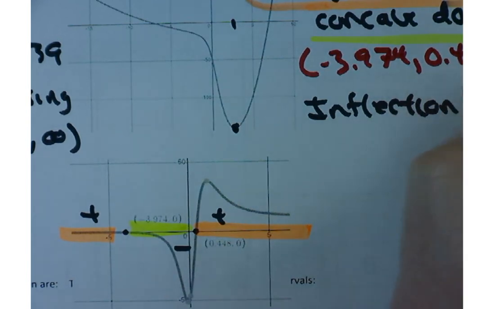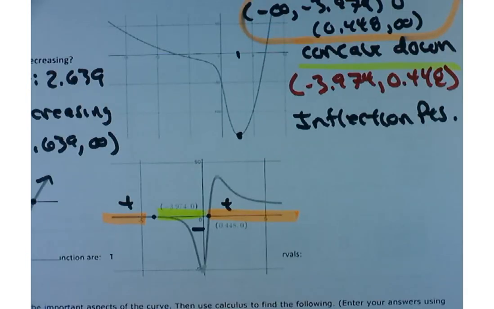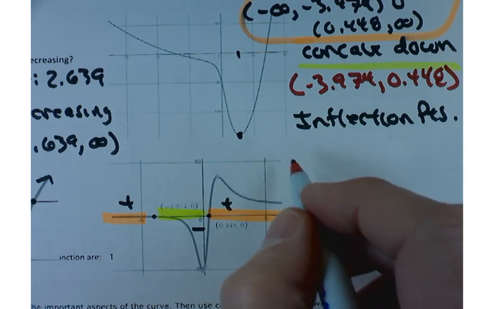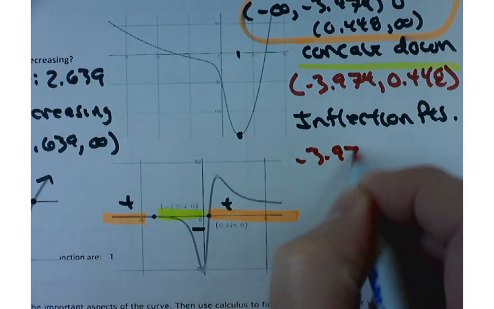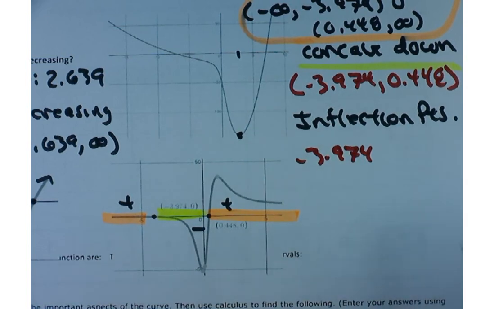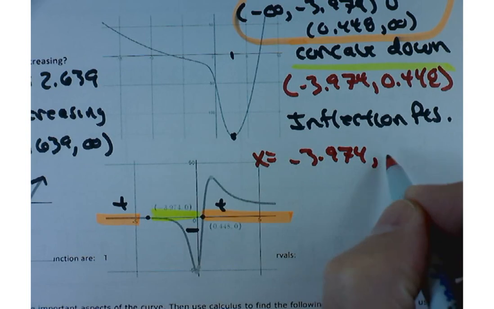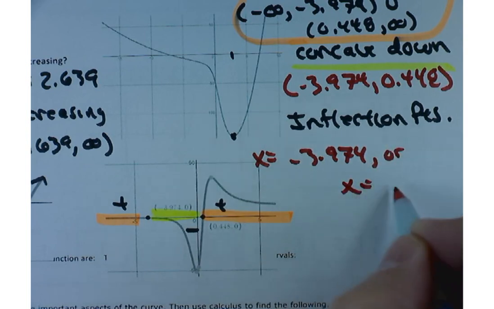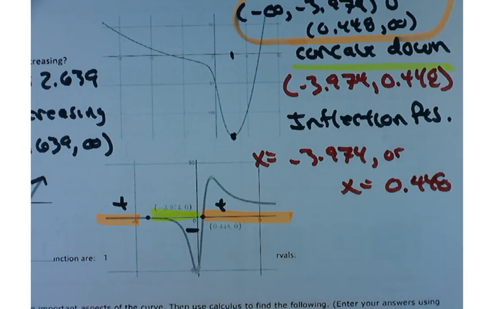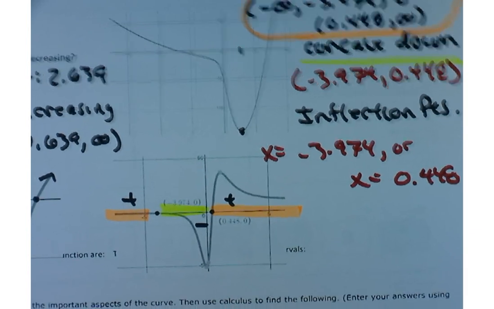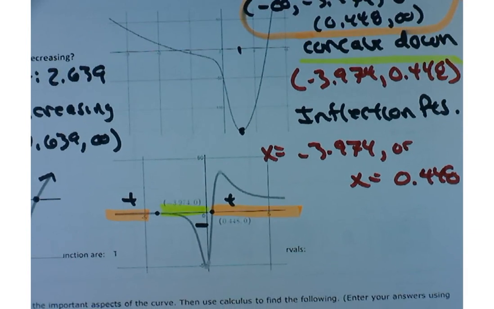So what are the inflection points here? Would they be like negative 3.974? All right, so negative 3.974, that's one inflection point. Perfect, 0.448.